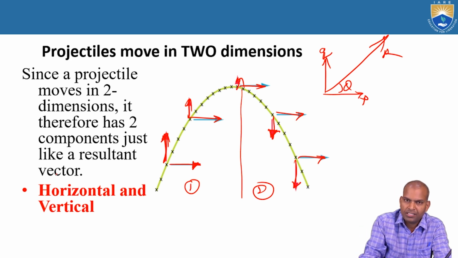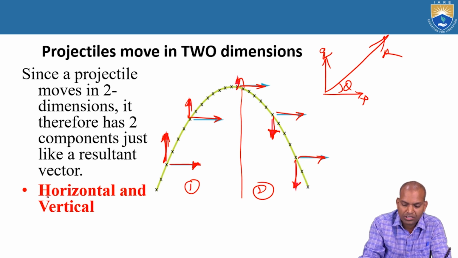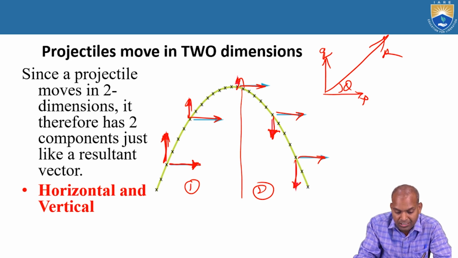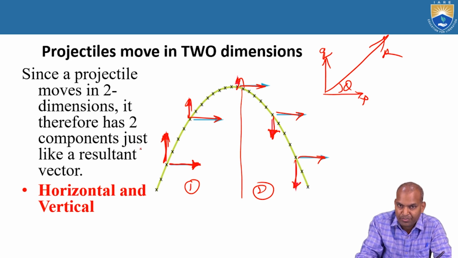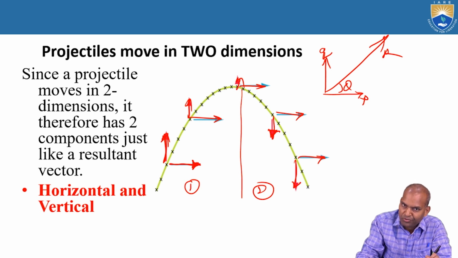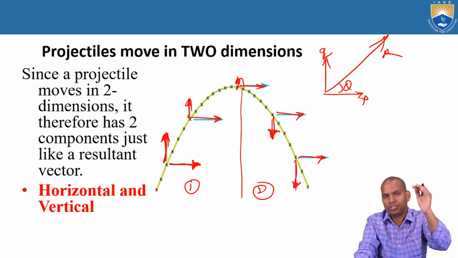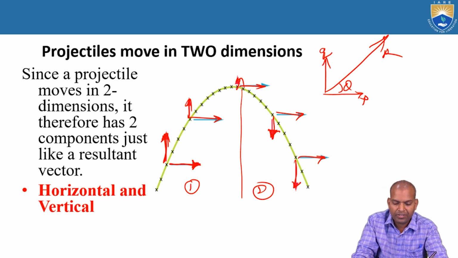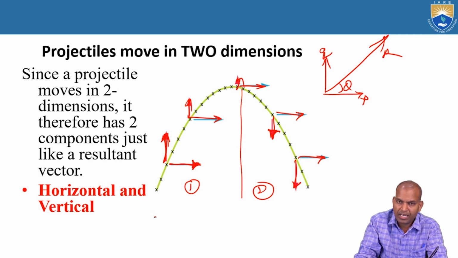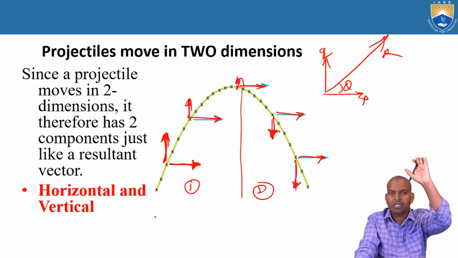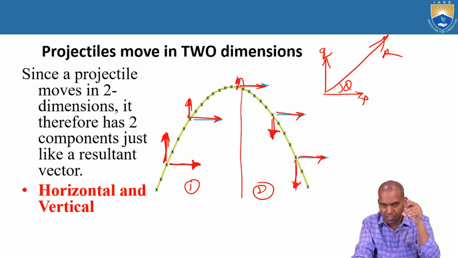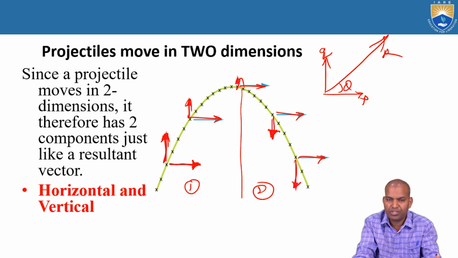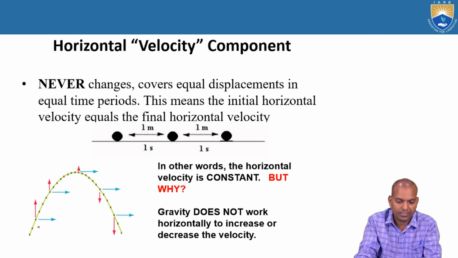There are two components here in the resultant vector: one is the horizontal velocity vector, another one is the vertical velocity vector. In this case, the direction of the horizontal velocity vector remains the same both when the object is moving upwards and coming downwards. But the vertical velocity component is in the upward direction when the object is moving upwards. When the object is coming downwards, it is in the downward direction. The direction changes for the vertical velocity component.